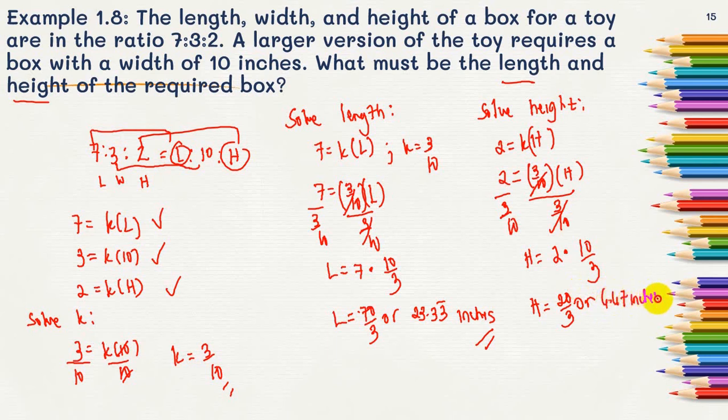So these are our answers now. For the length, we have 70 over 3 or 23.33 inches. And for the height, we have 20 over 3 or 6.67 inches. So that's it. As easy as that. We're now done with the ratio and proportion.